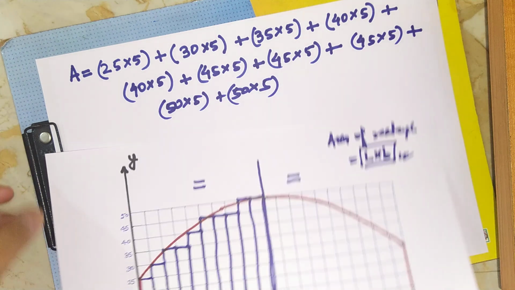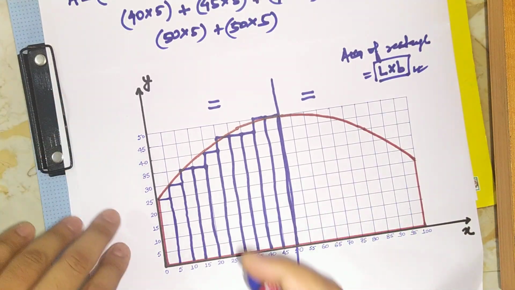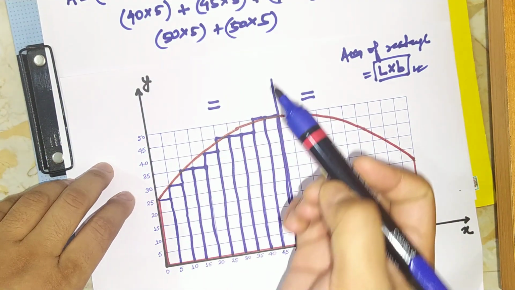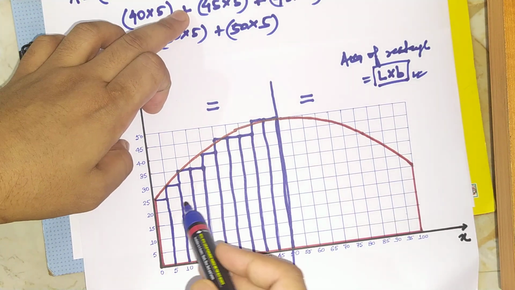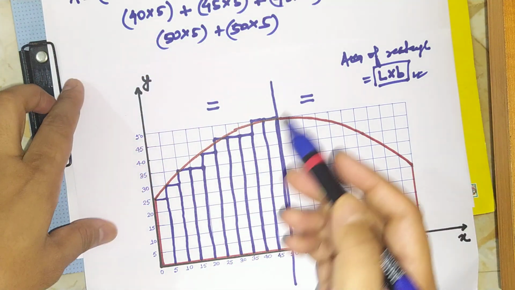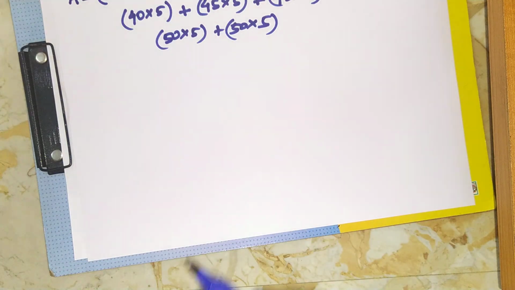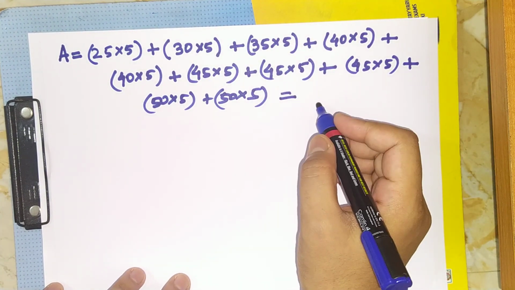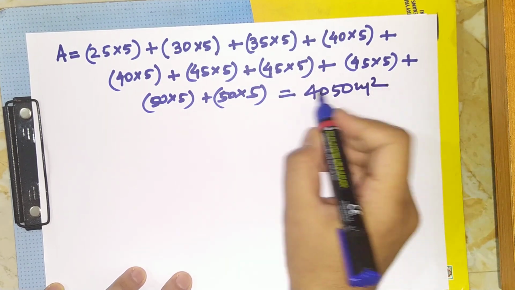So see, he approximated this surface area on the left side as some rectangles, and he calculated simply the area of these rectangles, length into breadth. That is 25 into 5, 30 into 5, then 35 into 5, then again 40 into 5, 40 into 5. Like that he calculated the approximate surface area with whatever knowledge he had. And what he got was 4050 square meter.